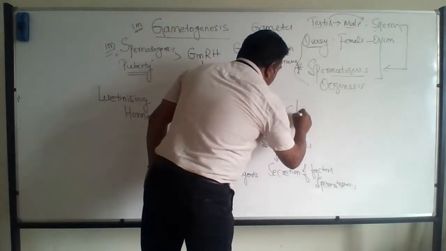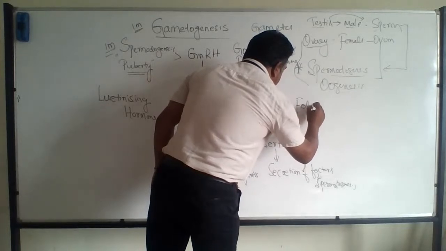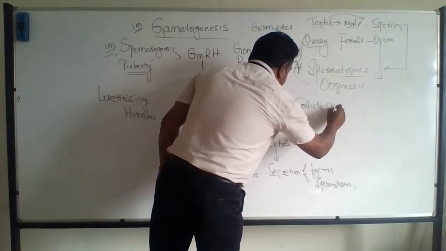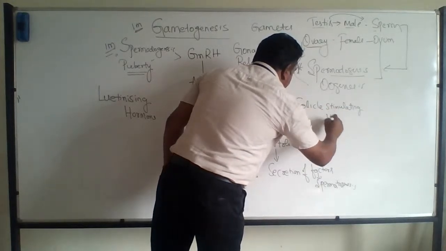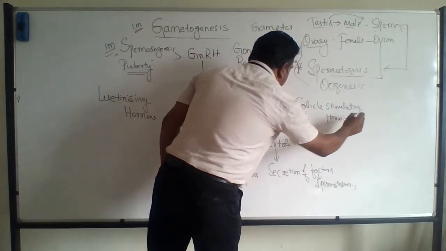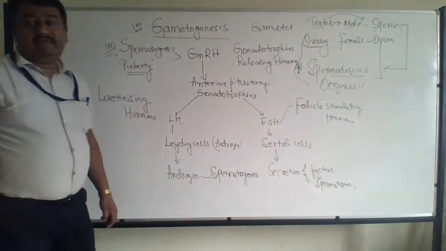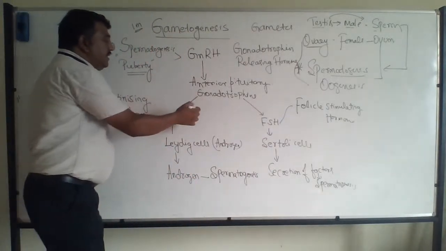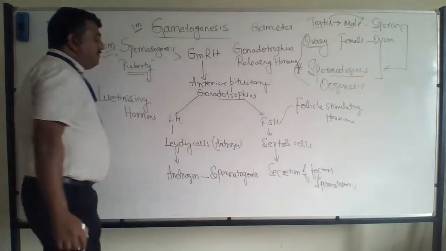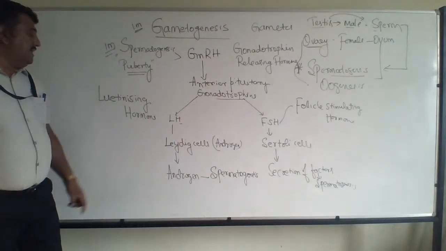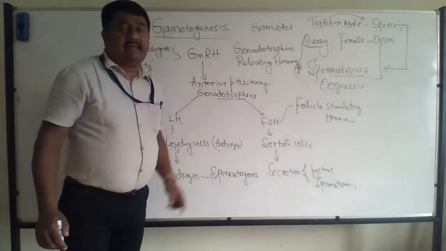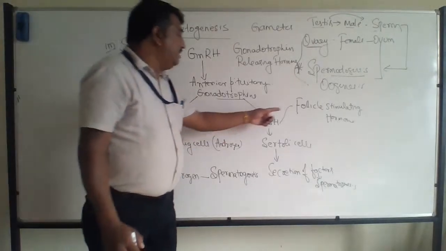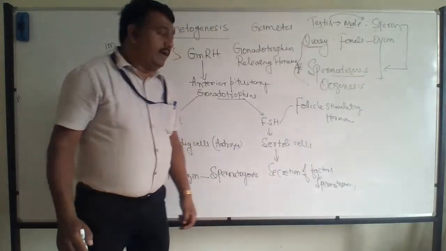FSH means follicle stimulating hormone. Follicle stimulating hormone. Okay, there's a significant increase in the anterior pituitary acting on the two types of gonadotropin hormone. One is LH, that's nothing but luteinizing hormone, and another one is FSH, that's follicle stimulating hormone.